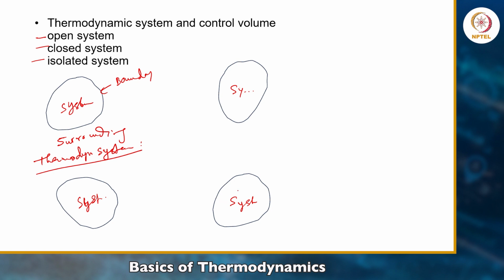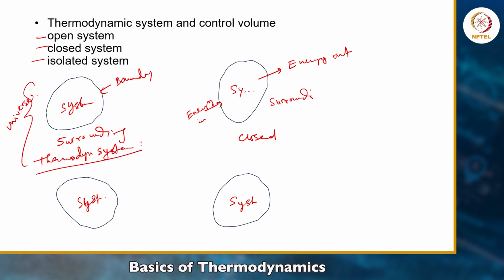I'll define different types of systems. First is the closed system. The boundary is there, with energy out and energy in, and this is obviously the surrounding. A system and its surrounding are together called the universe.